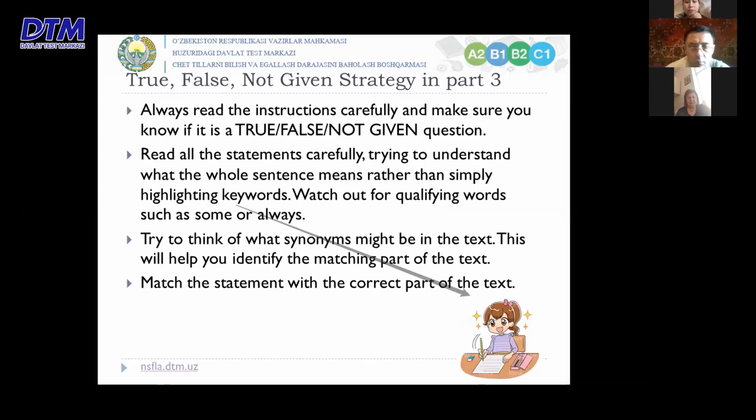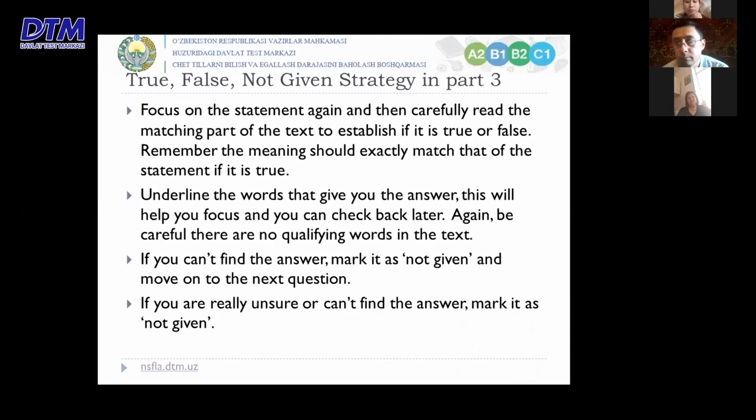Watch out for qualifying words such as some or always. Try to think of what synonyms might be in the text. This will help you identify the matching part of the text. Match the statement with the correct part of the text. And then focus on the statement again, and then carefully read the matching part of the text to establish if it's true or false. Remember, the meaning should exactly match that of the statement if it's true.